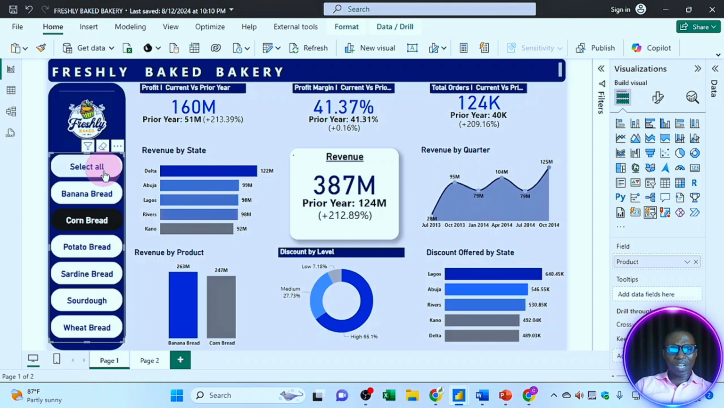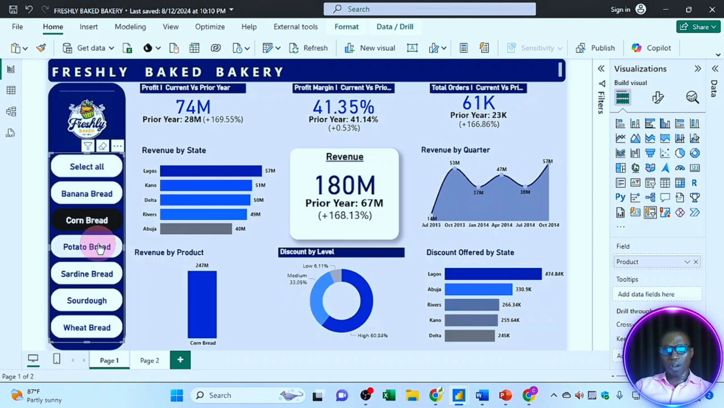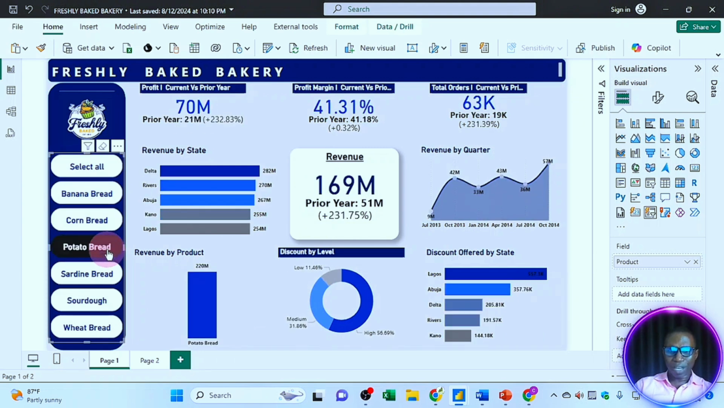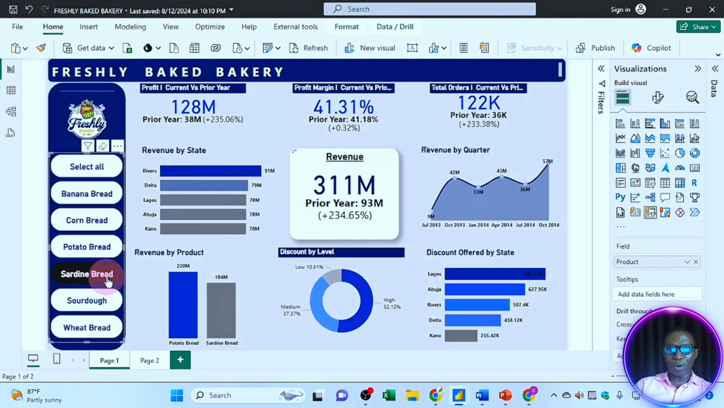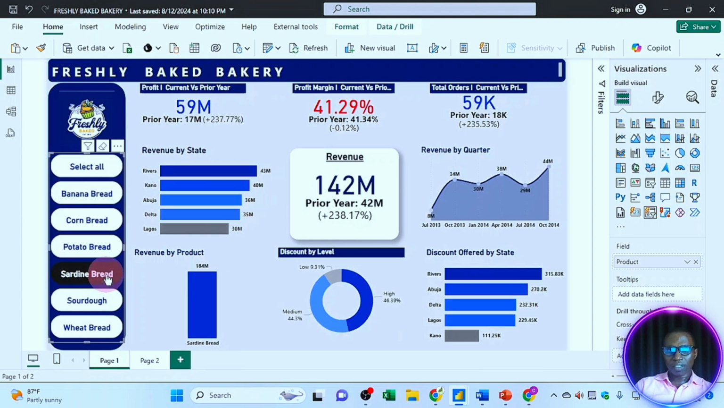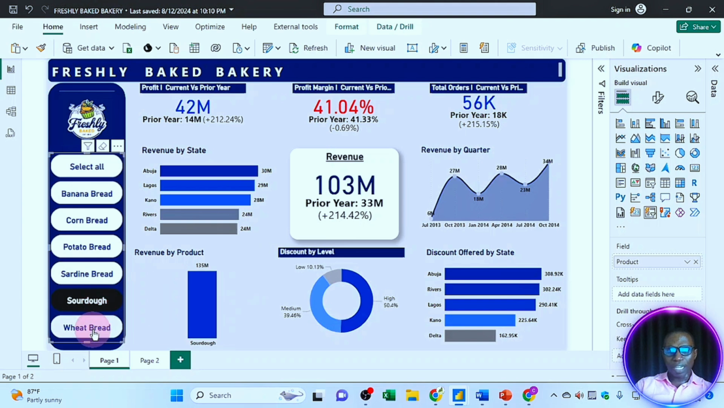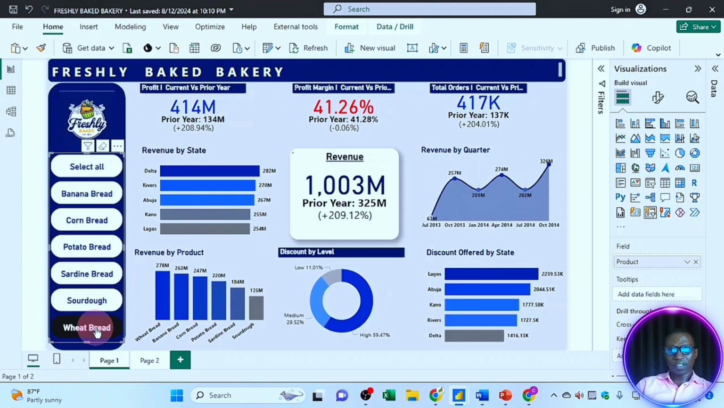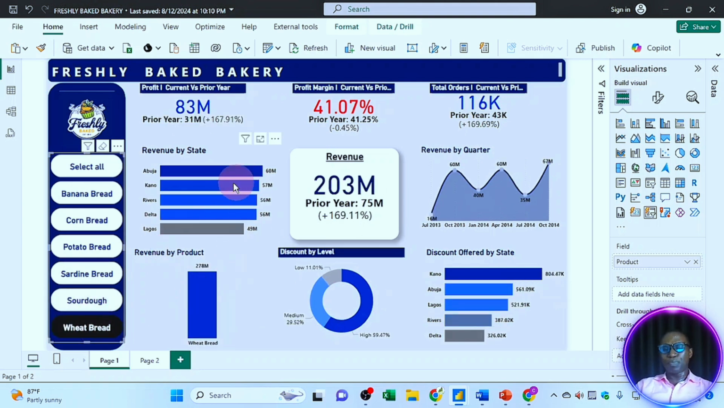You look at the corn bread, for instance, you can see as well, as this is an interactive report. It is an interactive dashboard. The moment you click on this, it changes. Whichever part you click on, it changes. Why? Because it is an interactive dashboard. So you can see the sardine bread, the sourdough, and the wheat bread. So this is a report that helps business owners to make informed decisions.